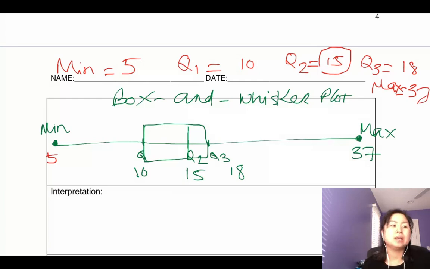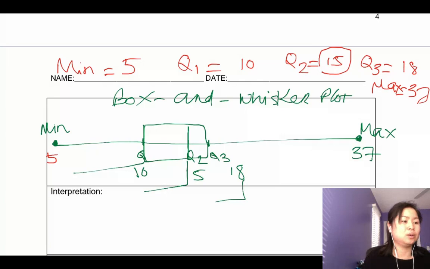So the interpretation is going to be the same thing as you look at Q1 and Q2. The minimum, the lowest value, is 5. The highest score is 37. Q1, again, this one is 25% or lower. Q2 is 50% or lower. Q3 is 75% or lower. Or you can say that from the display, you can see about half of the scores are between 10 and 18. That's one way to say it. All right?